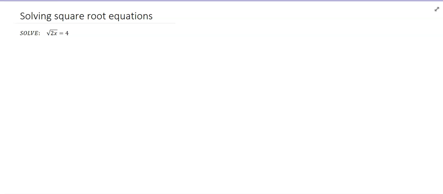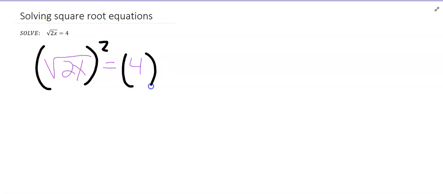Here, we're going to want to take this square root of 2x and 4, and we're going to want to raise both sides of the equation to the power that will eliminate the radical sign. And since a square root has an index of 2, we want to square both sides. And so the second most important thing, once we've determined what we're going to raise the power to, is to make sure we do it to both sides.